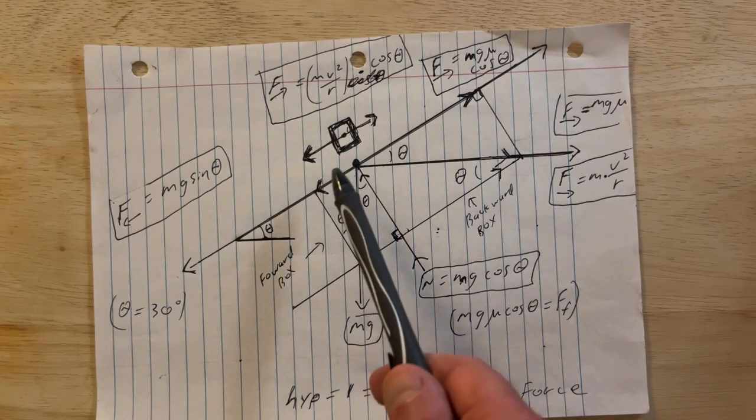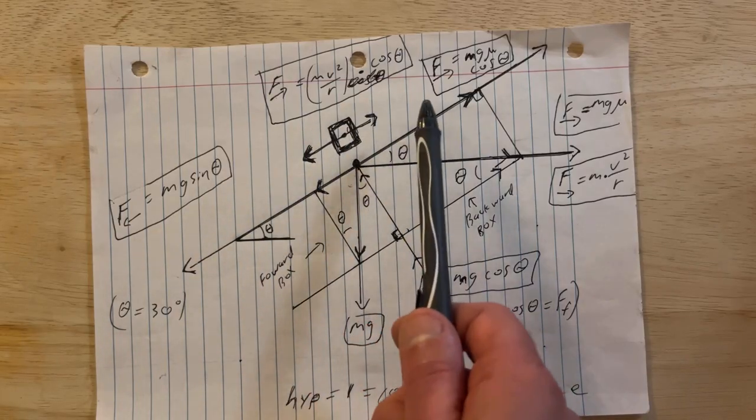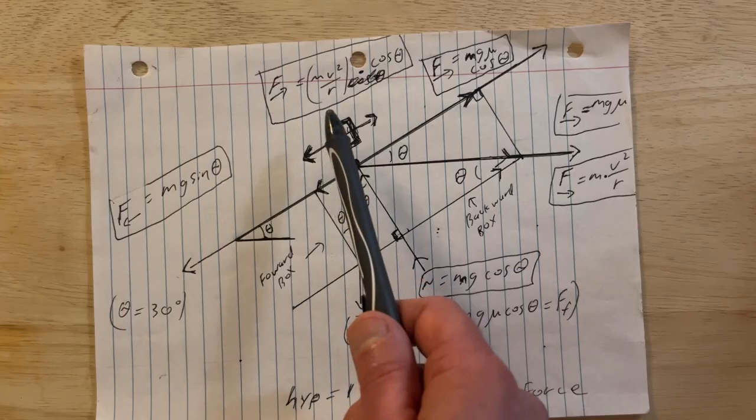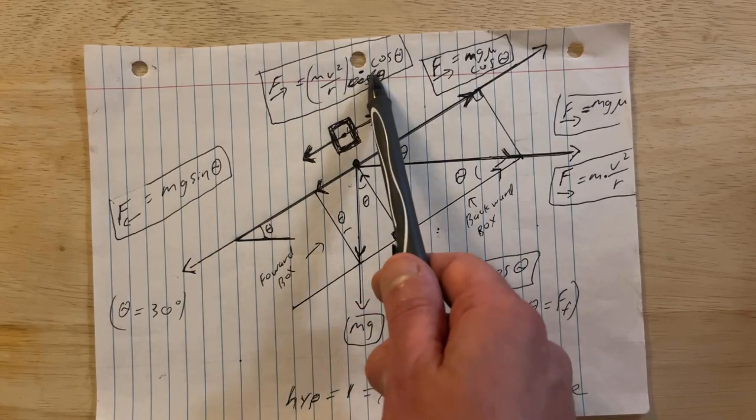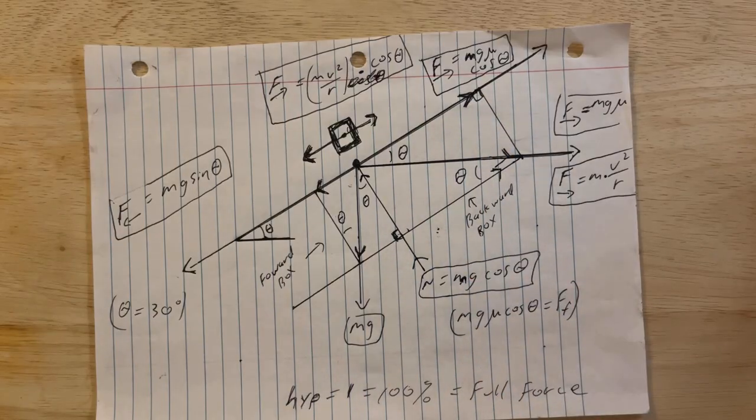Here we go. We have our forward force, which is mg sine theta. We have our backward force, which could come from two things. It could come from centrifugal force, mv squared over r cos theta, or it could come from friction, mg mu cos theta. mg is pulling down. You got your normal force pushing up, which is mg cos theta.